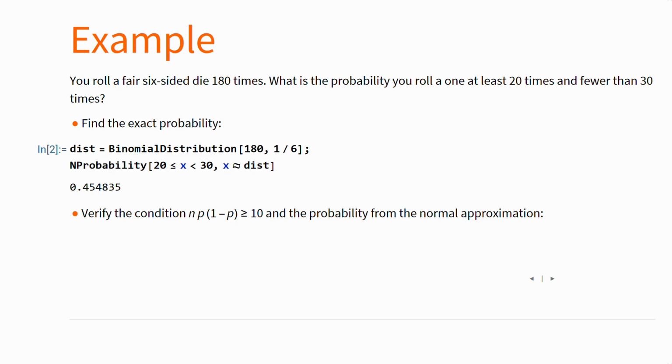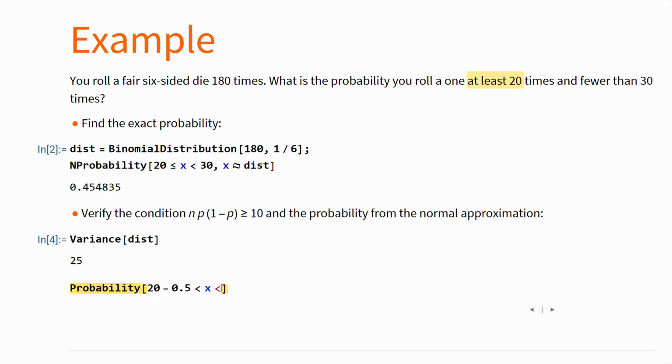Now, what about the normal approximation? Before any approximation, always confirm the approximation is valid. Here, check the variance is greater than 10. Then for the probability, the lower bound is inclusive, so 20 minus 0.5, and the upper bound is exclusive, so 30 minus 0.5.